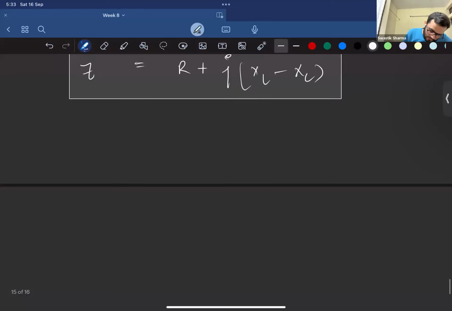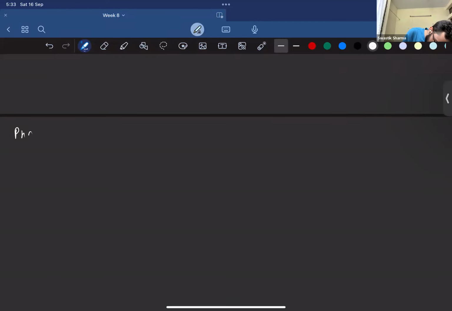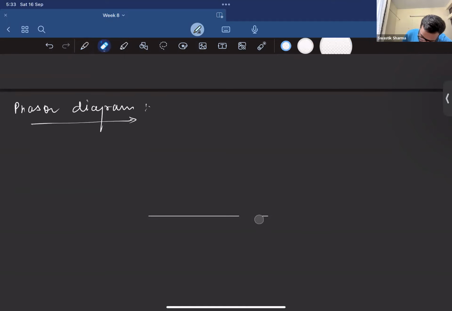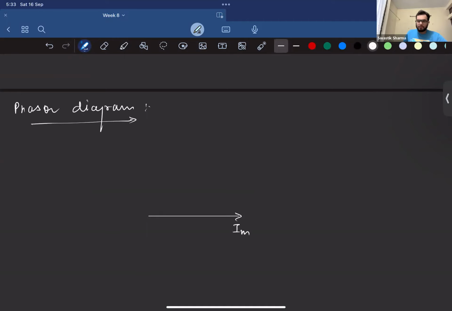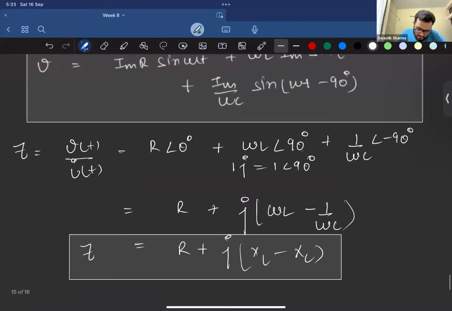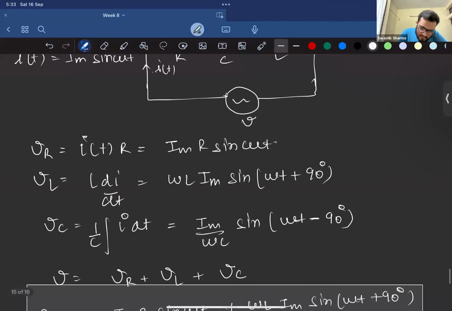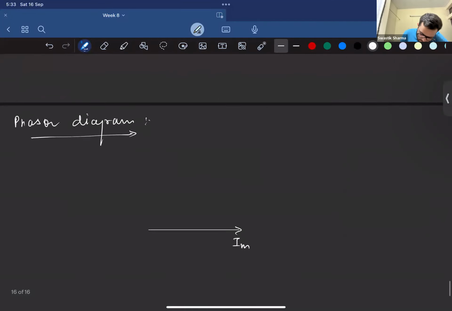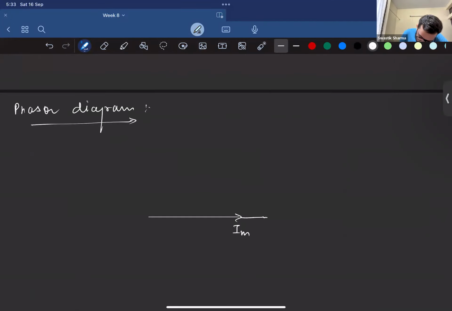Now let's draw the phasor diagram for a series RLC circuit, taking current as a reference, as we did. What is the phase difference between the voltage across the resistor and the current? It's zero, right? Because a resistor doesn't produce any phase difference. So we can write VR.